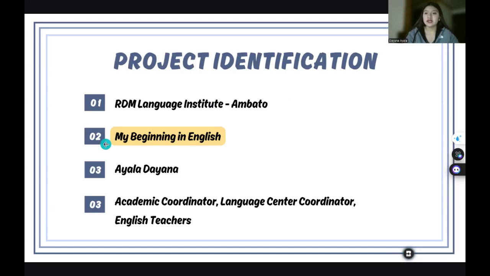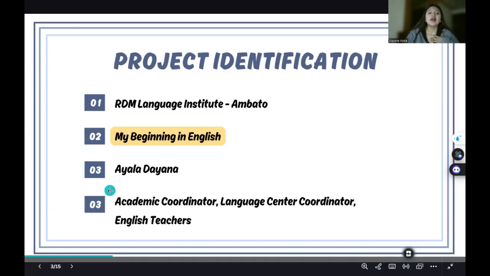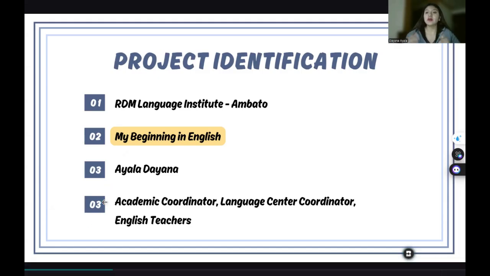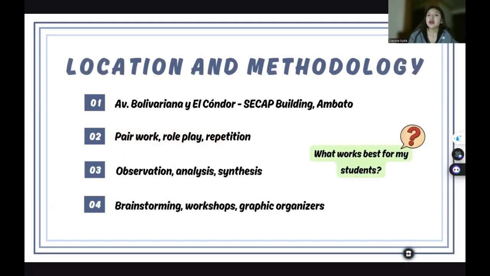So the first part is this. First, we need to identify the topic and the theme for our project. Then we have our names, obviously, and the people involved in this curriculum design, or in all these units and topics that we are going to cover. In my case, the participants are the academic coordinator, the language center coordinator, English teachers, as well as students.